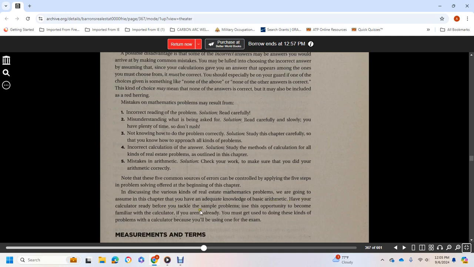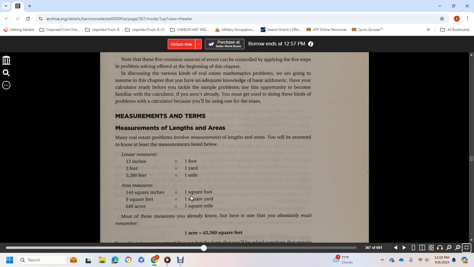Have your calculator ready before you tackle sample problems. Use the opportunity to become familiar with the calculator. If you are ready, you must go do the kinds of problems on the calculator, because it will be the one used for the exam.